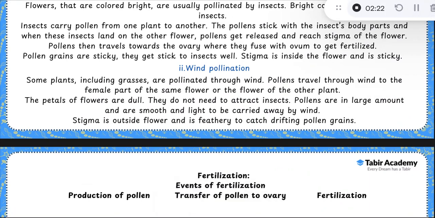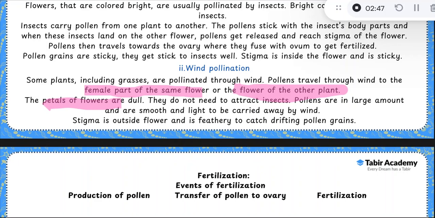Okay? So some plants, including grasses, are pollinated through wind, and pollens travel through the wind to the female part of the same flower or the flower of another plant. ठीक है ना, तो अपने प्लांट पे भी गिर सकता है, अपने ही फ्लावर पे, या किसी और फ्लावर पे भी जाके गिर सकता है. सो नॉर्मली ऐसे प्लांट्स के जो पेटल्स होते हैं वो डल होते हैं. दे डू नॉट नीड इंसेक्ट्स टू पॉलिनेट देम.